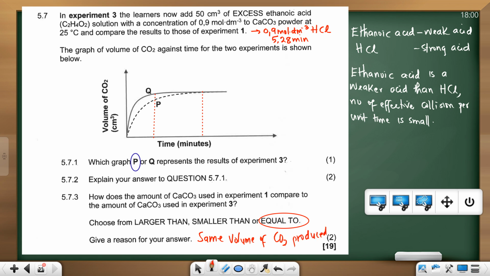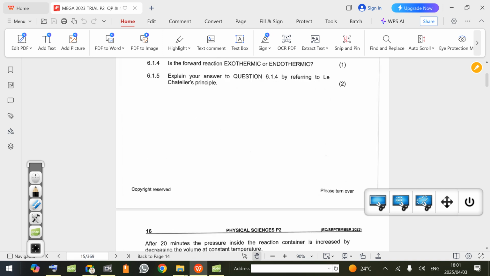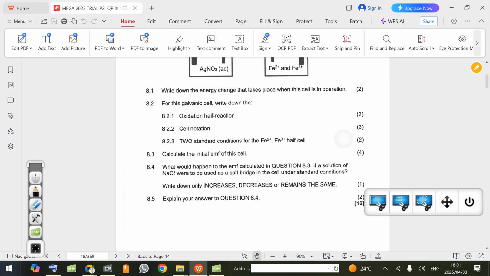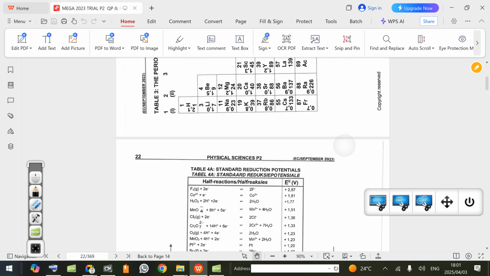Okay, I'm done with 19 marks. Guys, I want to see some answers that they got. So we are done with that paper. This document is question and answer. This is the end of the paper.